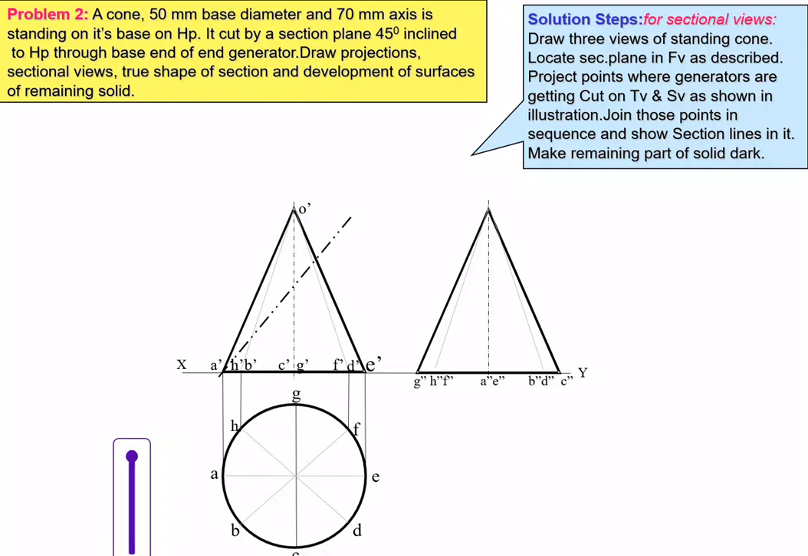So here the cone is developed with respect to the front and top, whose base diameter is 50 mm and the axis height is 70 mm. It is going to stand on its base. It is cut by section plane at 45 degree through the base end of the generator. So for this, you pass the section plane at 45 degree touching the base generator.